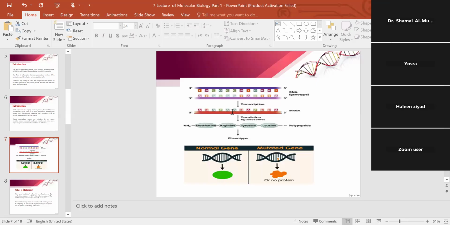Here you can see in this picture a normal gene and a mutant gene. If you see my pointer, you can see here, this is in a brown color. Here, the mutation has happened, putting an incorrect nucleotide here so that it makes another type of protein, not the required protein.